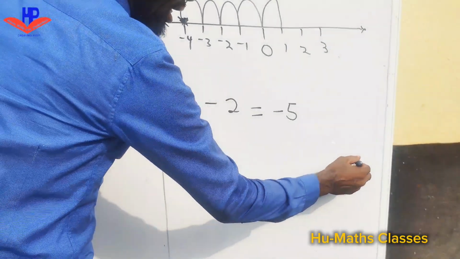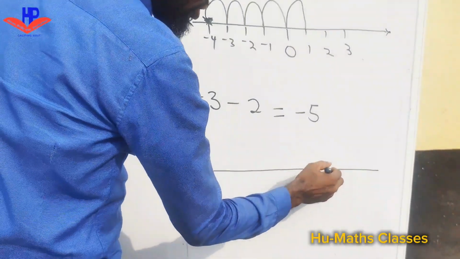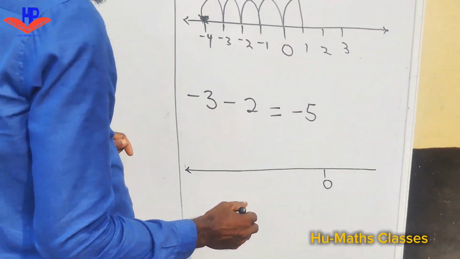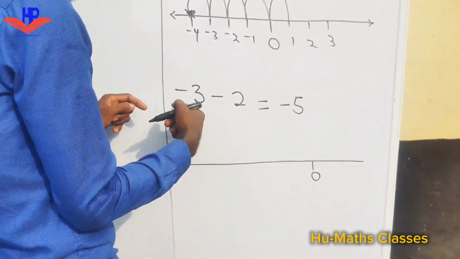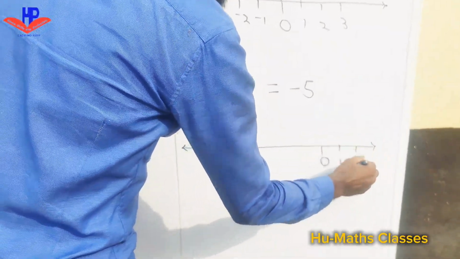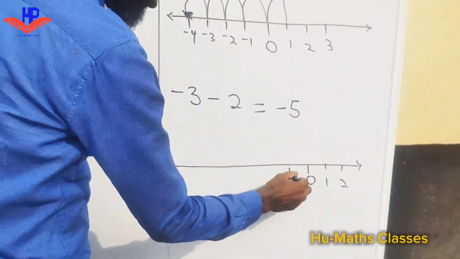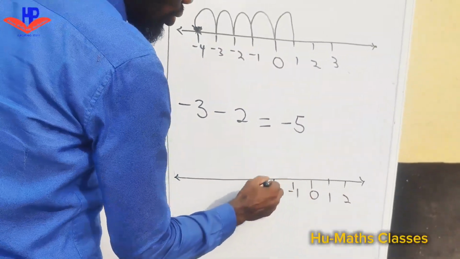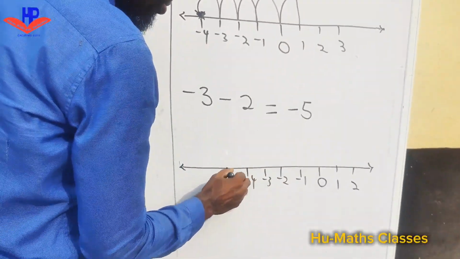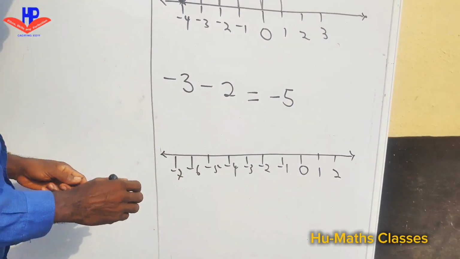So draw your number line. Add your 0. You know, I said you can put your origin at any point. I choose to put it here because of the space for me to accommodate these numbers. So we have 1 and 2, which are the positive numbers. Here we have minus 1, minus 2, minus 3, minus 4, minus 5, minus 6, minus 7.